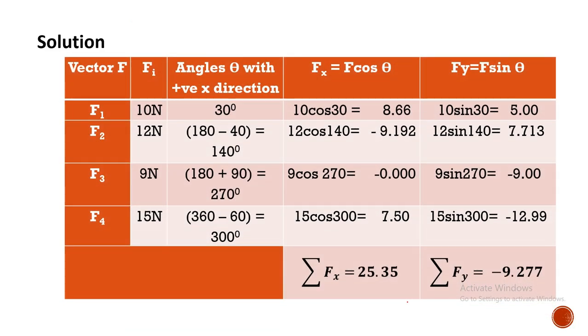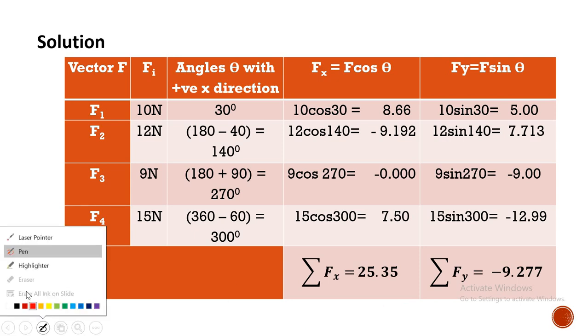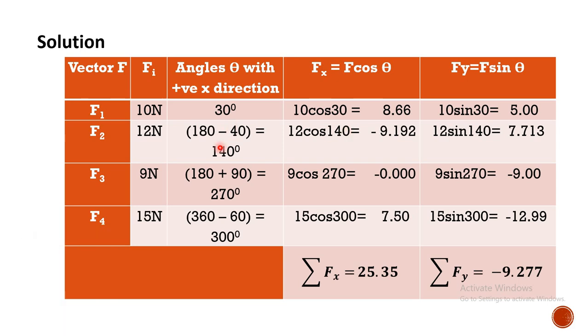So if we apply the formula and resolve each force into its horizontal and vertical components, this is what we have. Remember, the 10 Newton force has an angle of inclination of 30 degrees with the x-axis. So the component along the x-axis is 10 cos 30, and along the y-axis is 10 sin 30. Using calculators, you get this.